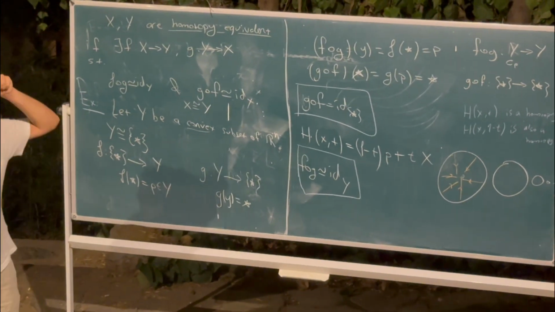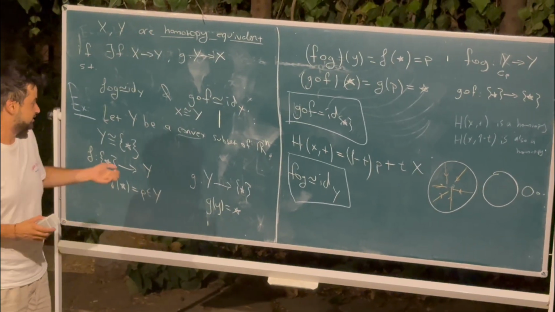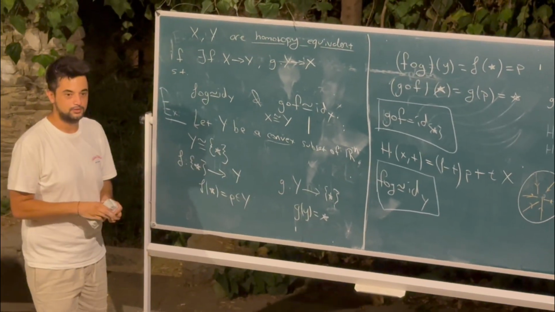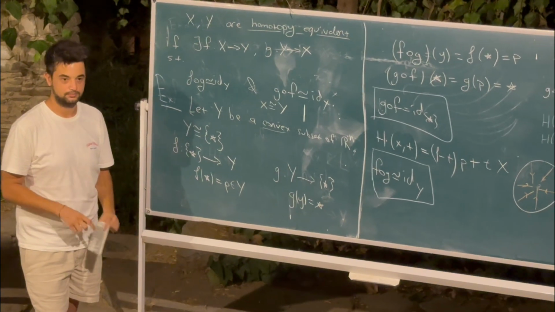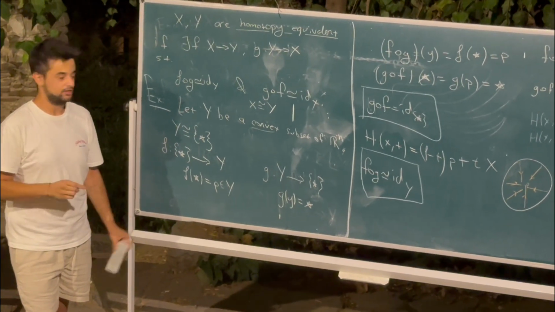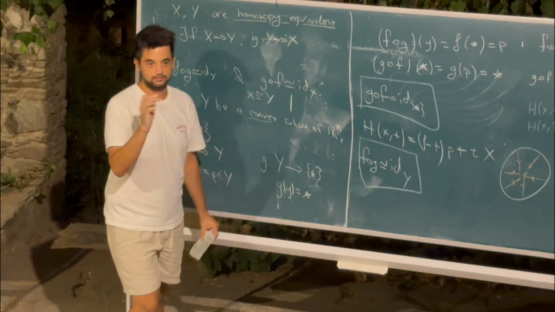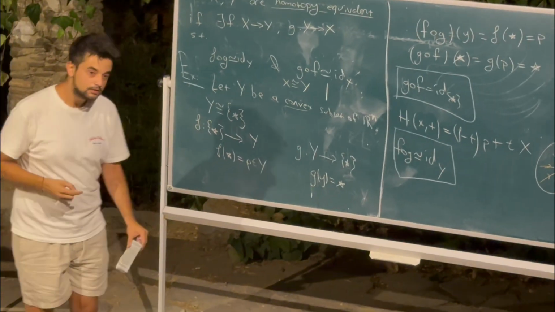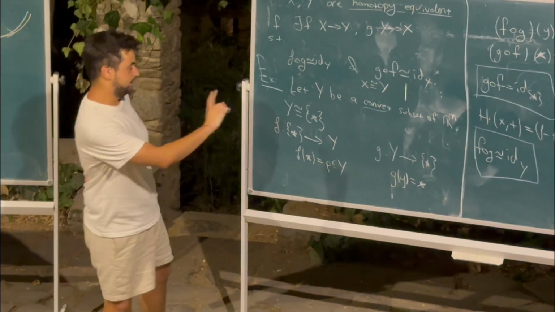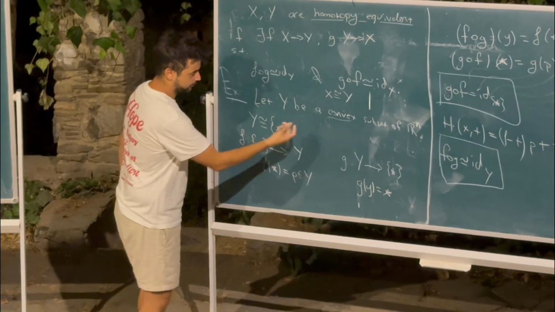Yes. What is it that you call star? It's just whatever element you want. An arbitrary element. Yeah, you can write 5 if you want. And can you remind me of the convex set? Yes, okay, let me write the definition.